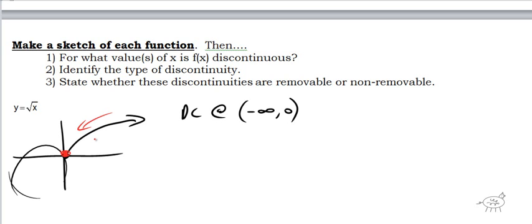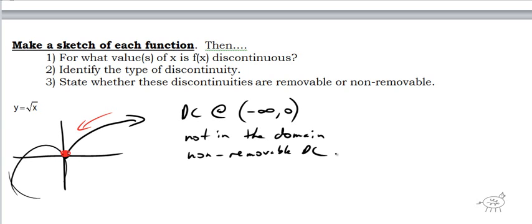They're going to be below 0. But once you go to the left of that dot, there is no more function for the square root of x. So you're going to say, again, discontinuous in those two values, and you're going to say not in the domain, just like the one problem I did before, not in the domain, and is a non-removable discontinuity. Okay?